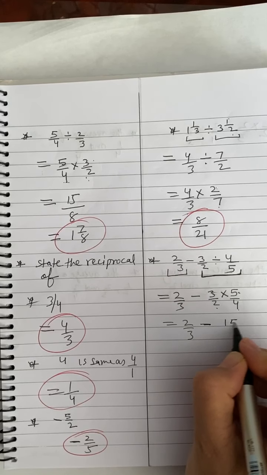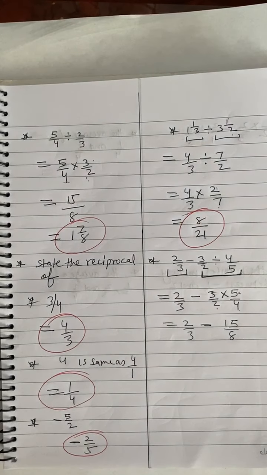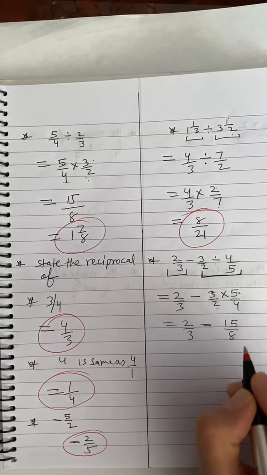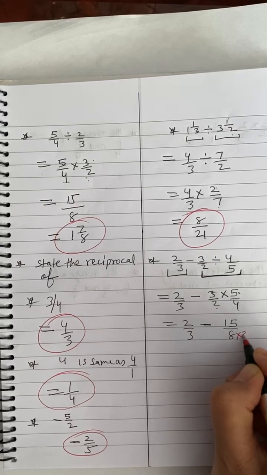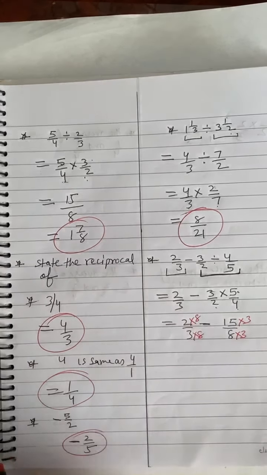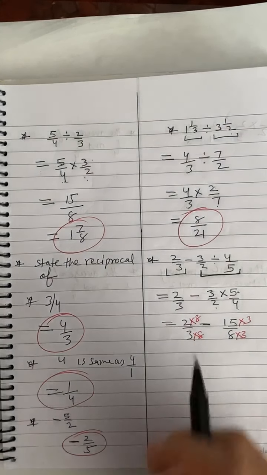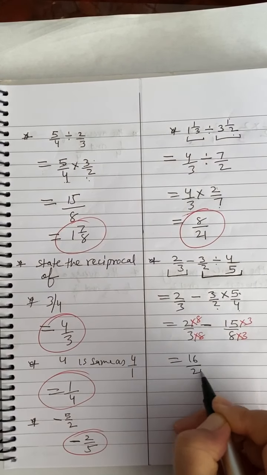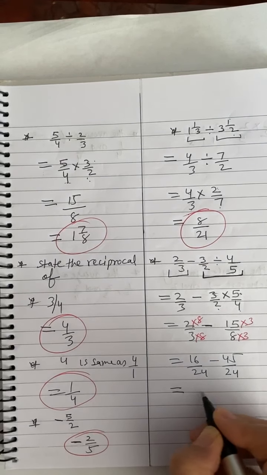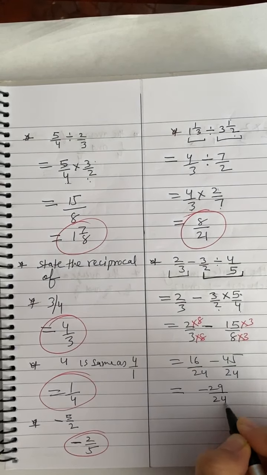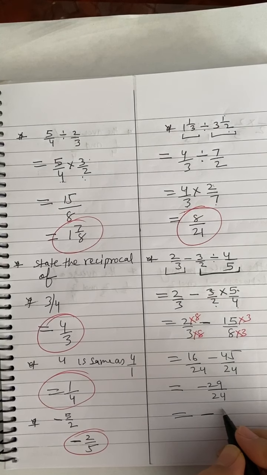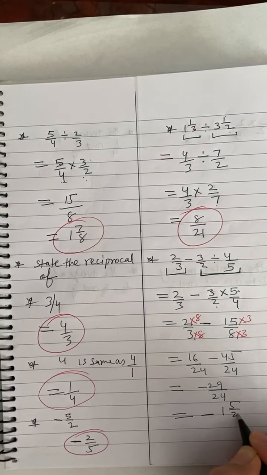denominator. So I got 15 over 8, and you know how to subtract 2 fractions with unequal denominators. We have to make the denominator equal. So multiply by 3, and this multiply by 8. So we got here 16 divided by 24 minus 45 divided by 24, which is the same as negative 29 over 24. I'm going to change this into a mixed fraction. So this is going to be negative 1 and 5 over 24.